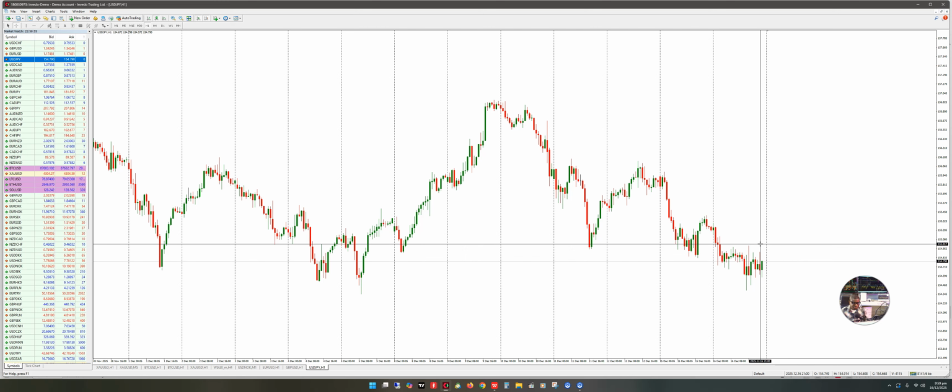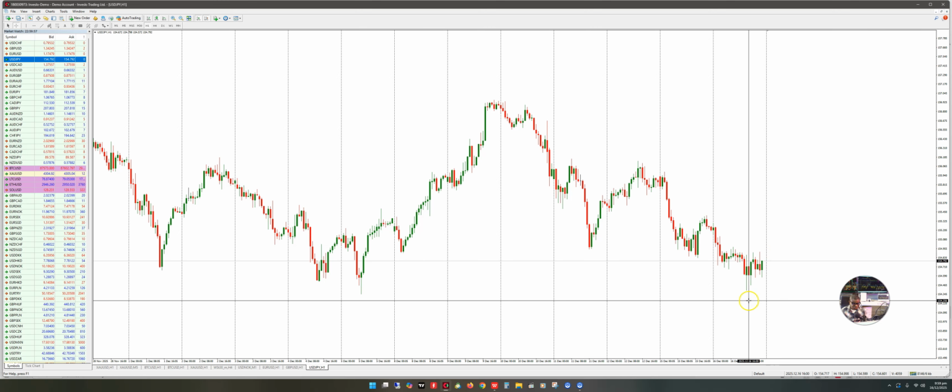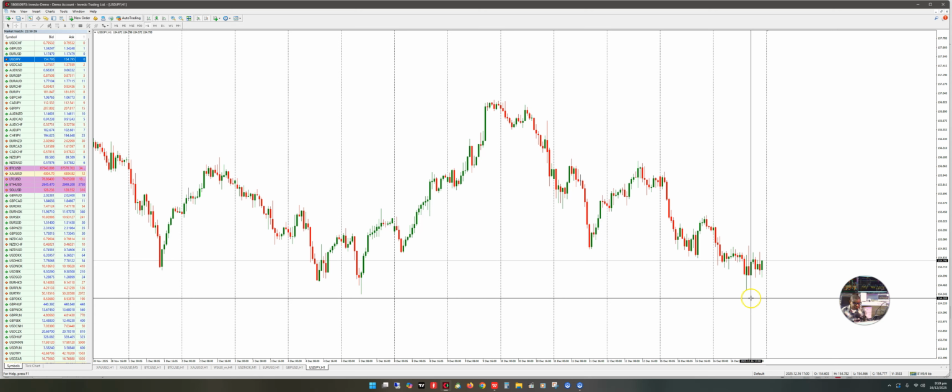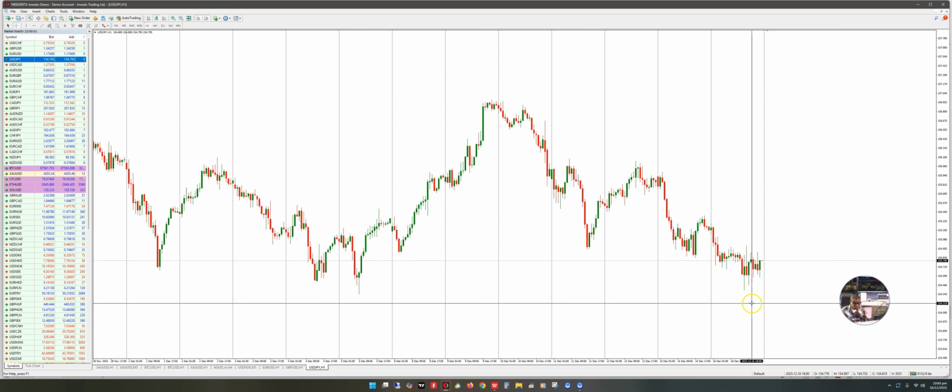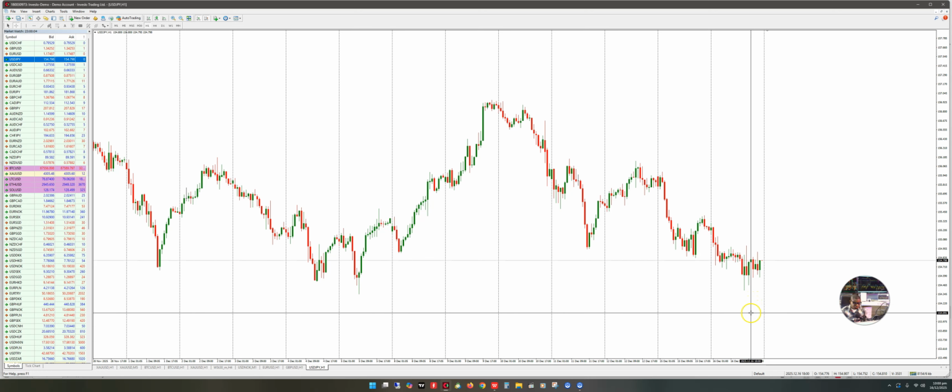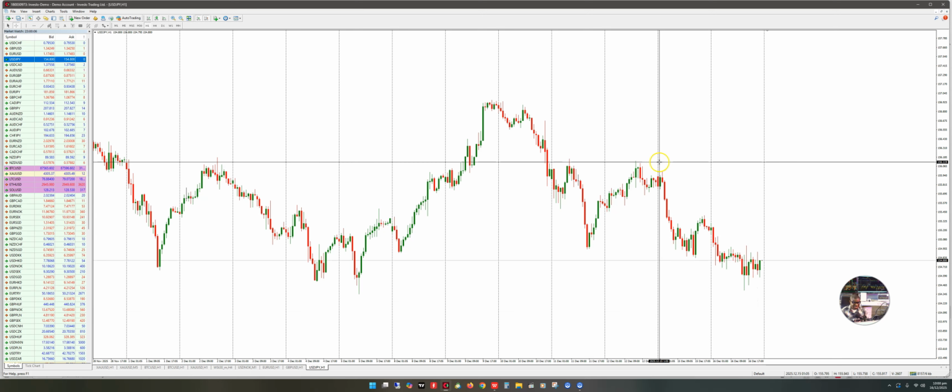So my entry will be 1.55. My stop loss will be below the last low, 1.542, or I can just do 1.54. My take profit will be above this next high, which is 1.56.